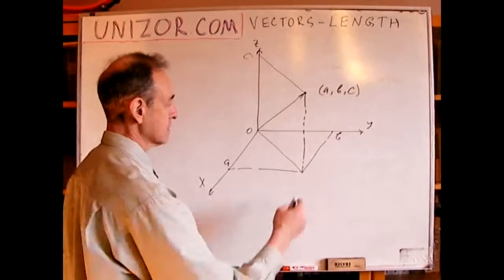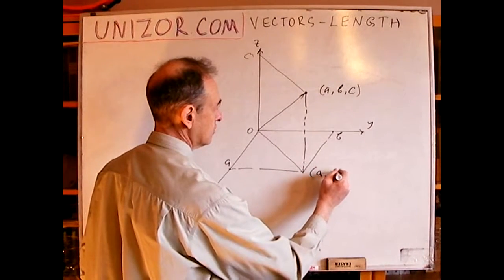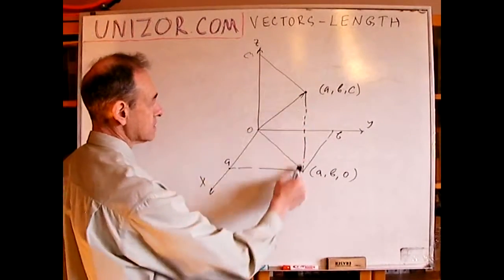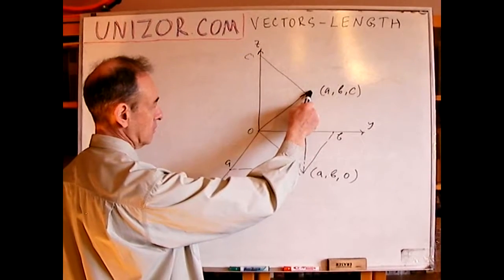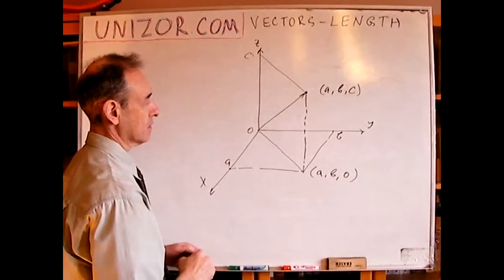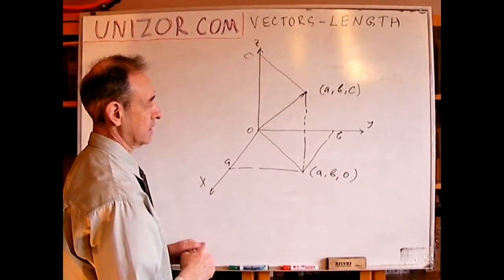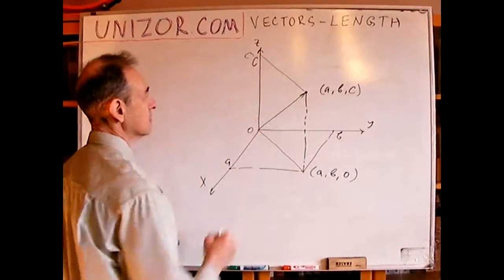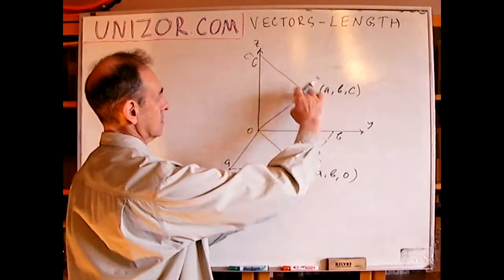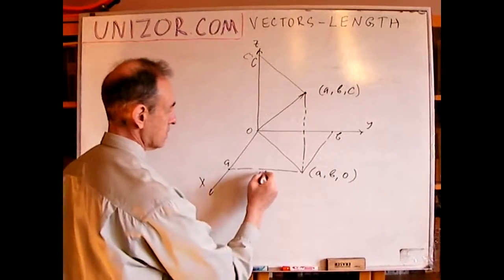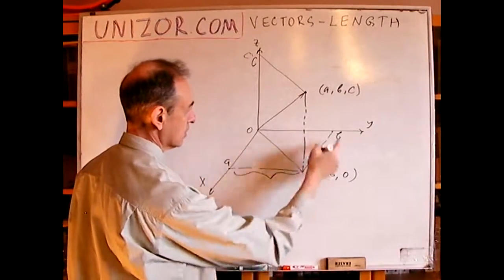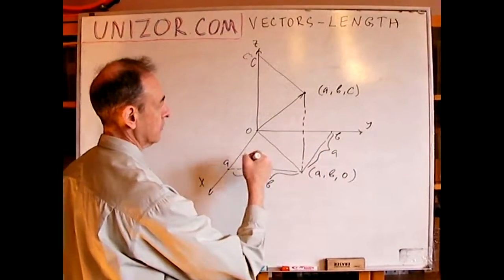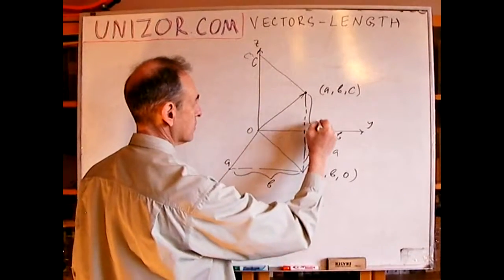Now, what's the coordinates of this point, by the way? A, B, 0, right? And this height from the point itself to its projection on the xy plane is actually the third coordinate. So this is C. This is the same length. So again, this piece is equal to B. This piece is equal to A, which is this one. And this piece is equal to C.